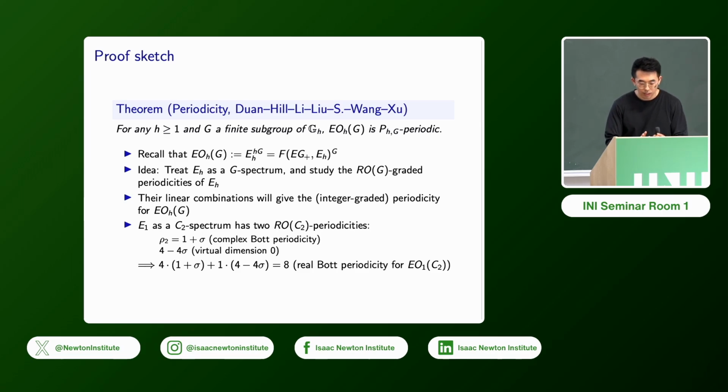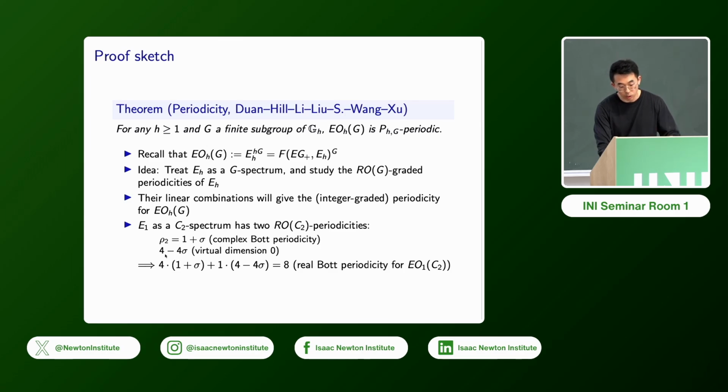So here's a very low-height, very simple example. If I want to prove the real Bott periodicity, I look at E1 as a C2 spectrum. I look at its RO(C2)-graded periodicities. It has two RO(C2)-graded periodicities. One is by the regular representation, it's 1 plus sigma. That's the C2-equivariant refinement of the complex Bott periodicity. Sigma is the sign representation. The other one is 4 minus 4 sigma.